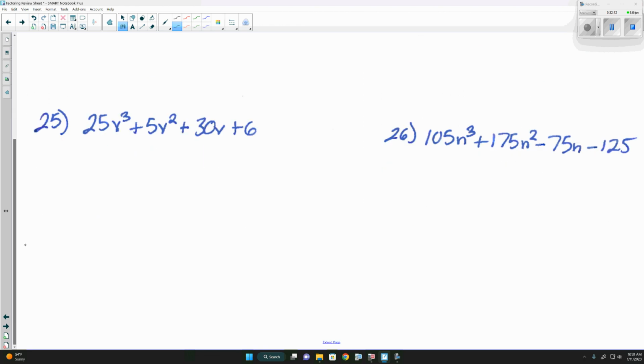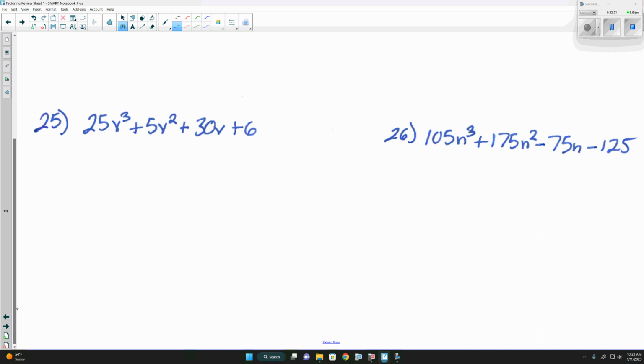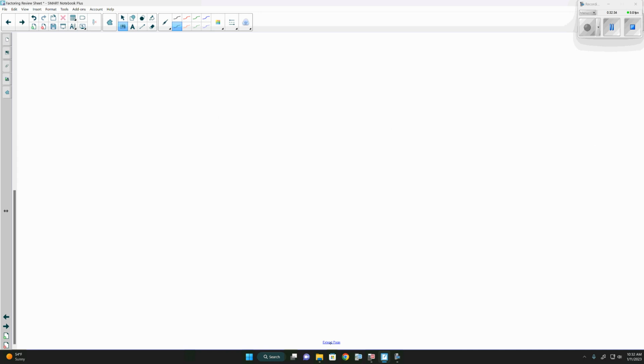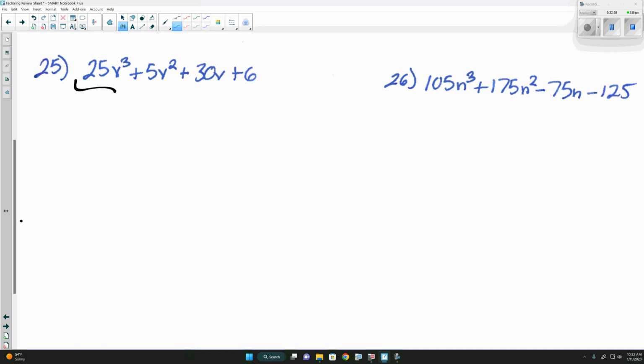25. One of the giveaways for 25 and 26 is we have how many terms? 4. There's only one type of factoring that we cover that has 4 terms, and that's our factoring by grouping or greatest common factor twice. So if we look at 25, we can kind of group them together. First 2, second 2 terms.